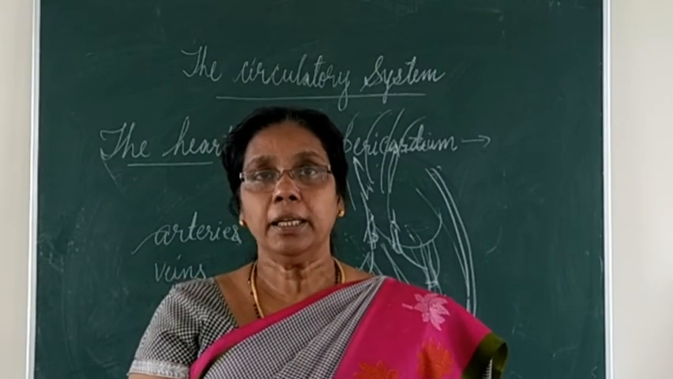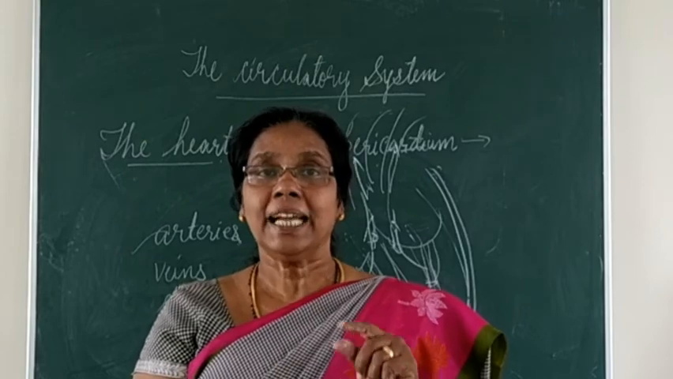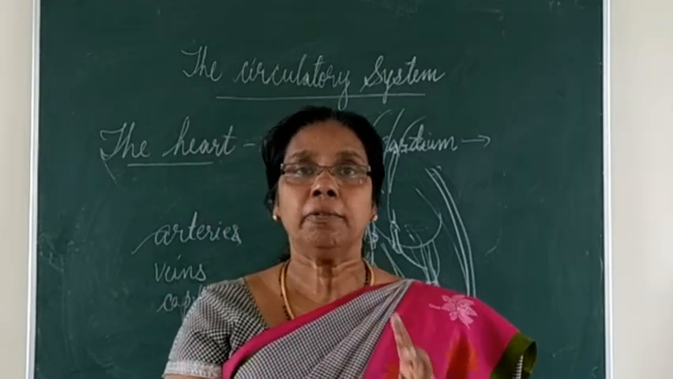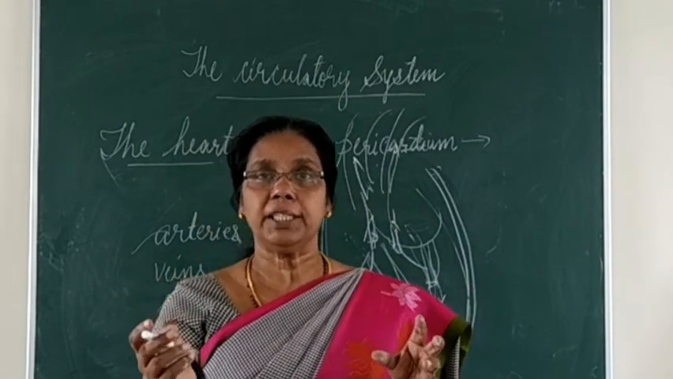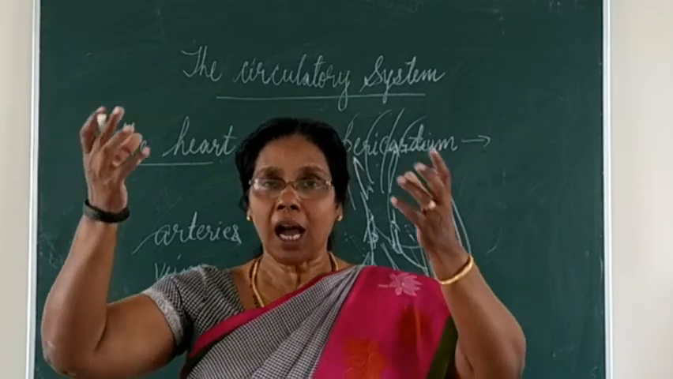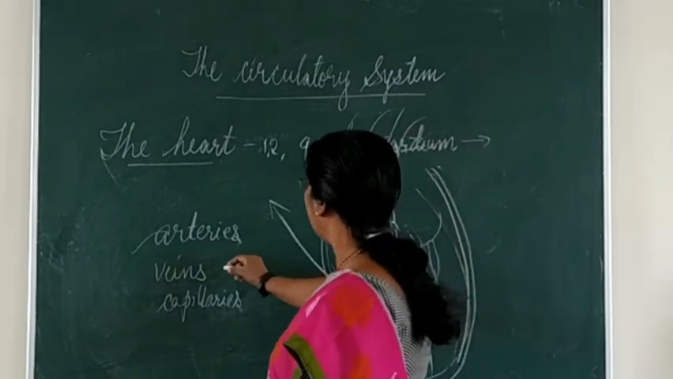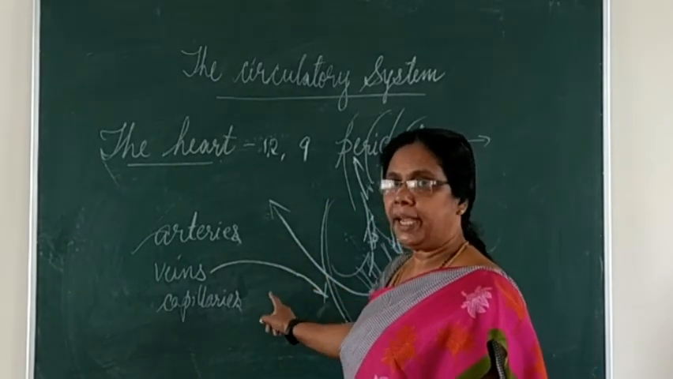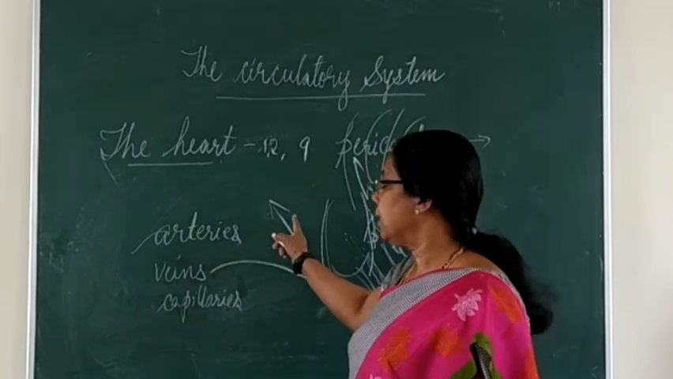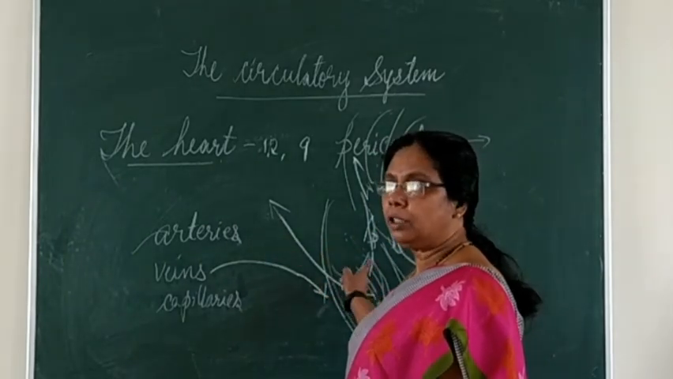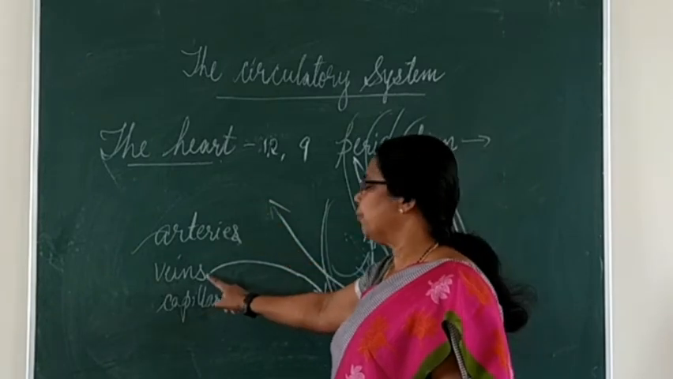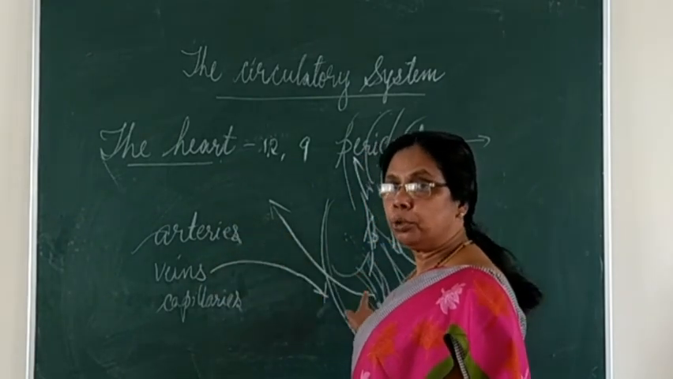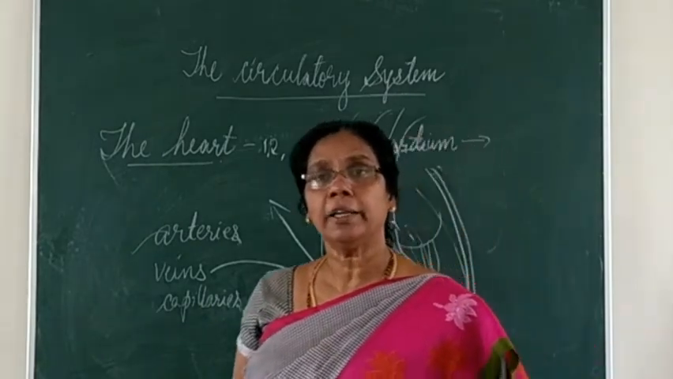Then what is meant by a vein? Yes, a vein is a blood vessel that carries blood away from the organs towards the heart. Otherwise we can say that a vein is a blood vessel that brings back blood from other organs to the heart. See the difference between arteries and veins. Arteries supply blood from the heart to the other organs, whereas veins bring back blood from other organs to the heart. Understood the difference between arteries and veins?